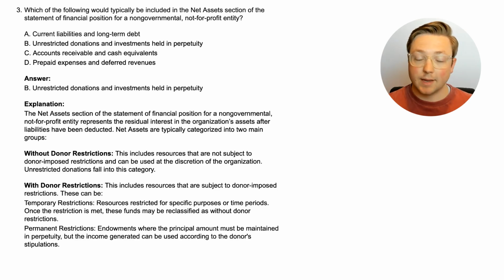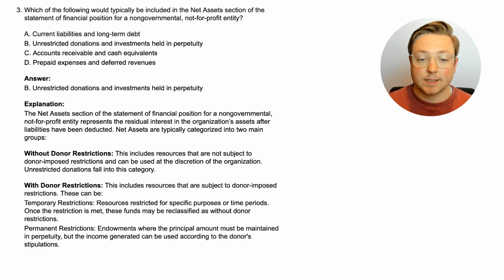Okay, the answer, again, as we know, is B, unrestricted donations and investments held in perpetuity. And we're going to dive more into it in the next video, by the way. We're going to actually talk about preparing a Statement of Financial Position. Again, the point of this topic was just to let you know what the point and the purpose of the Statement of Financial Position is, and I just wanted to give a brief intro into what net assets has in it.